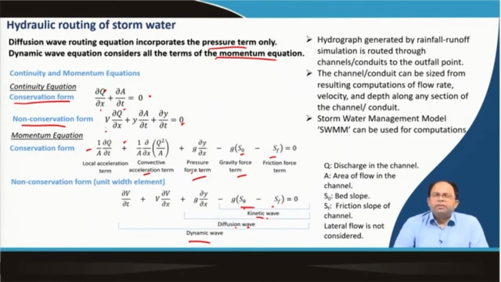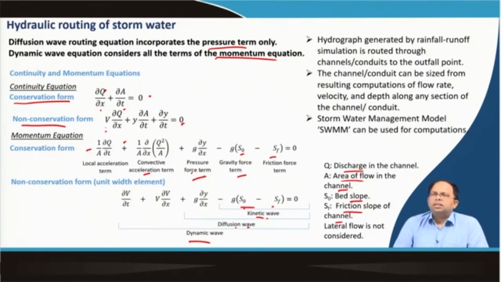So, these are the different equations that get solved, and usually S 0 is the bed slope and SF is the friction slope, A is the area of flow of the channel and Q is the discharge of the channel for these particular equations.